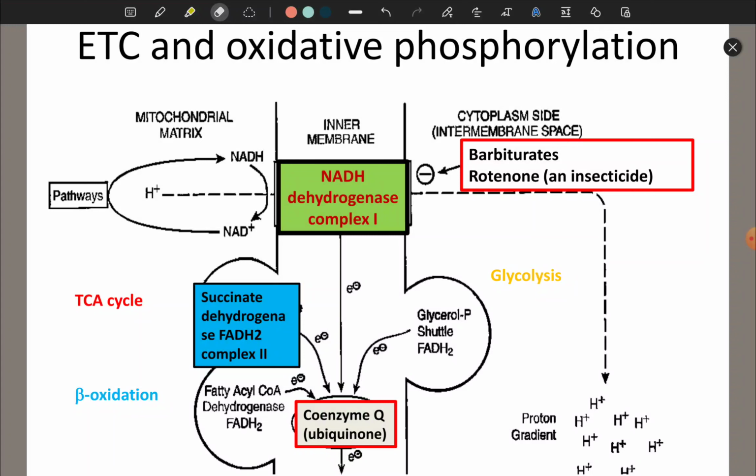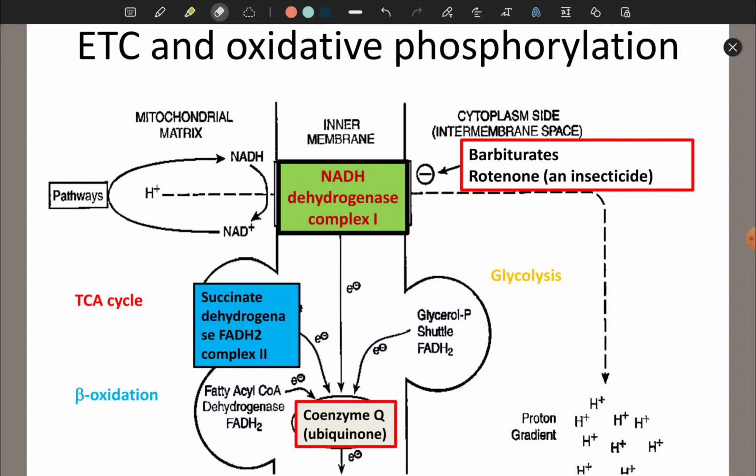So once we have generation of NADH from various pathways, as we said, the TCA cycle, for example, or the PDH pathway, they will give their electrons first to the first complex in the electron transport chain, called NADH dehydrogenase or complex 1. Then the NADH gives its electrons to complex 1, which is called NADH dehydrogenase, and is converted back to NAD to be reused by the pathways again.